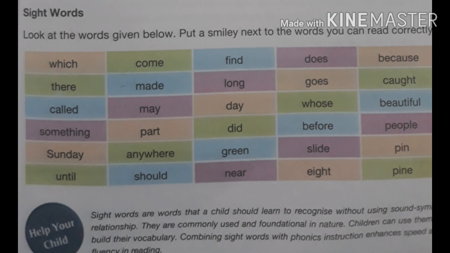Let us go to the next bit, sight words. Look at the words given below. Put a smiley next to the words you can read correctly. Children, at the first, ask your parent to listen to you. Read the given words and put a smiley face symbol to the words you can read or pronounce correctly.